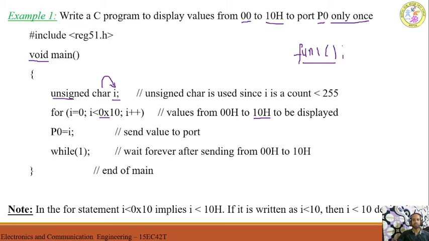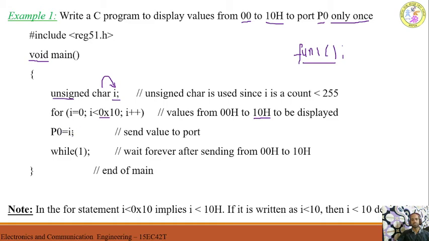Once again it will come back to the for loop. Now I has been incremented. I plus plus, I is incremented one time. Now I becomes 1. Now again check this condition. Is 1 less than 10? Yes. Again come here, then P0 is equal to I.